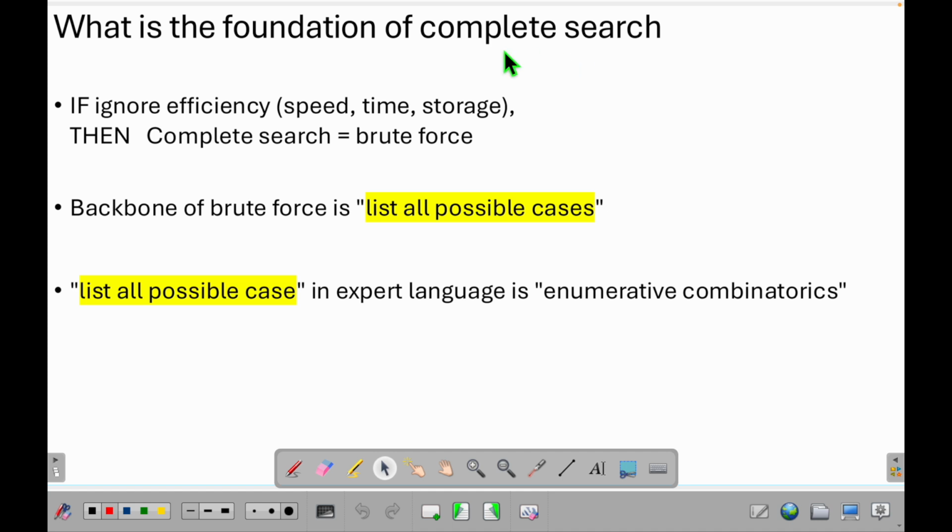So you want to start with complete search. So what is complete search? Complete search is not exactly brute force, but if we ignore efficiency, then complete search is brute force. In other words, that means the starting point is brute force. Brute force means search everything one by one.